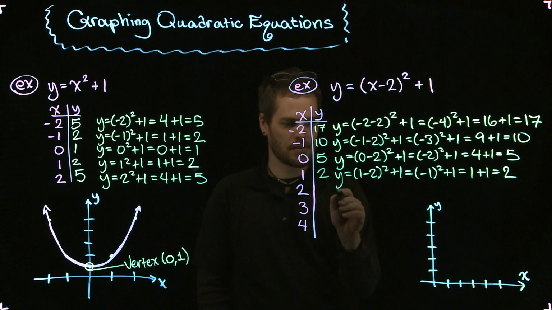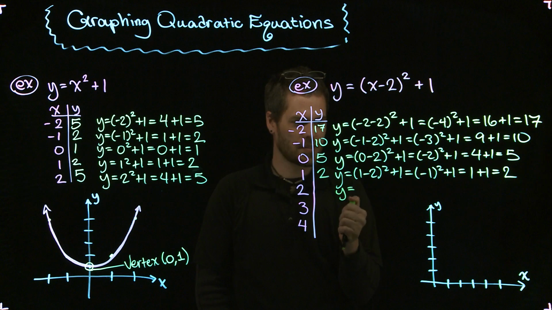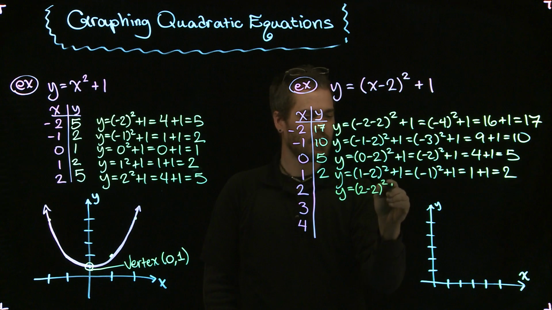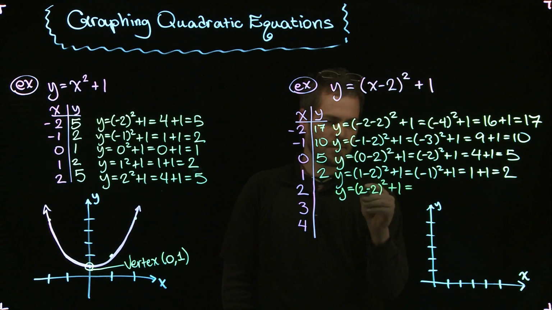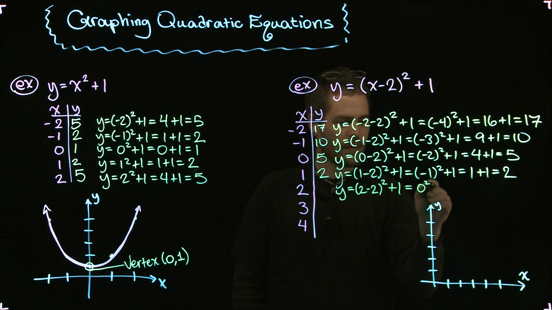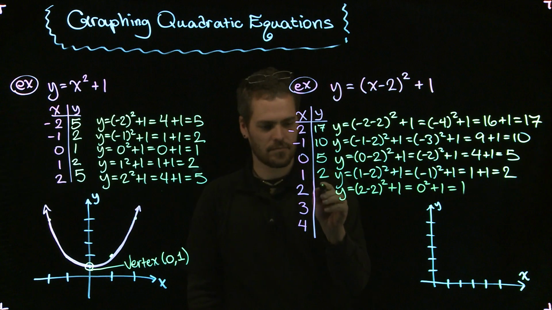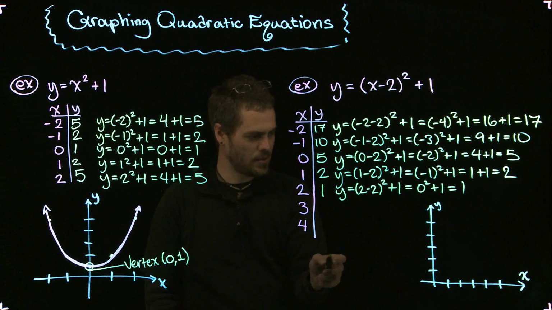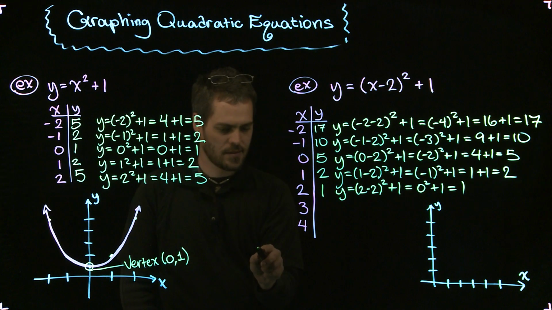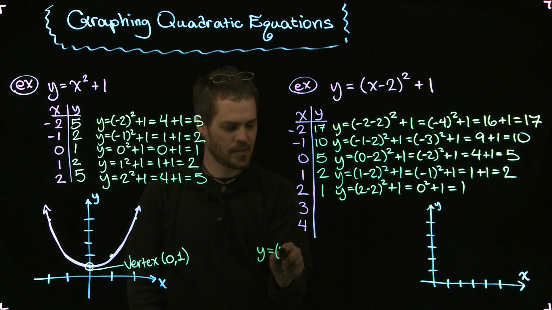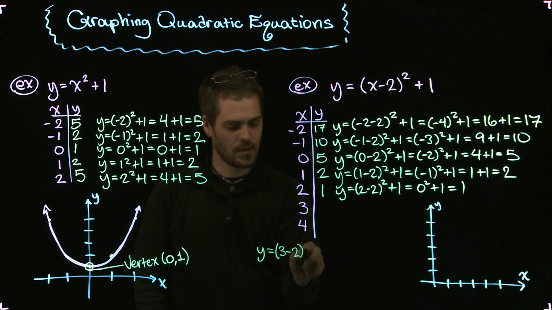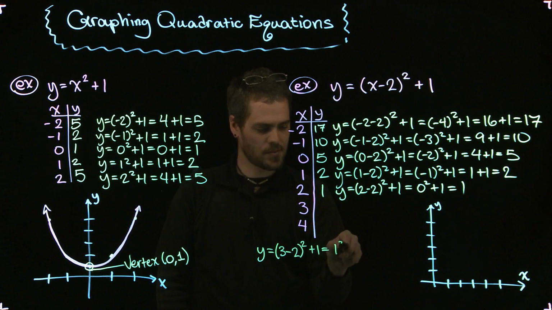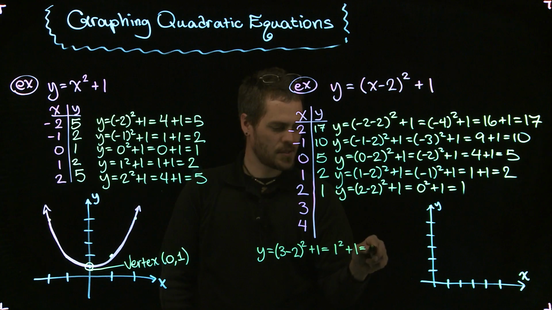I'm about to hit my graph, so I'm going to have to draw my computation somewhere else, and it's going to start to look like your homework does. And why not? 2 minus 2 is 0 squared. Plus 1 is just 1. Okay, we'll put in our 3, and I think I'll do the next two values just here below so I don't run into my graph. So y equals (3 minus 2) squared plus 1. That gives me 1 squared plus 1, which is 1 plus 1, which is 2.